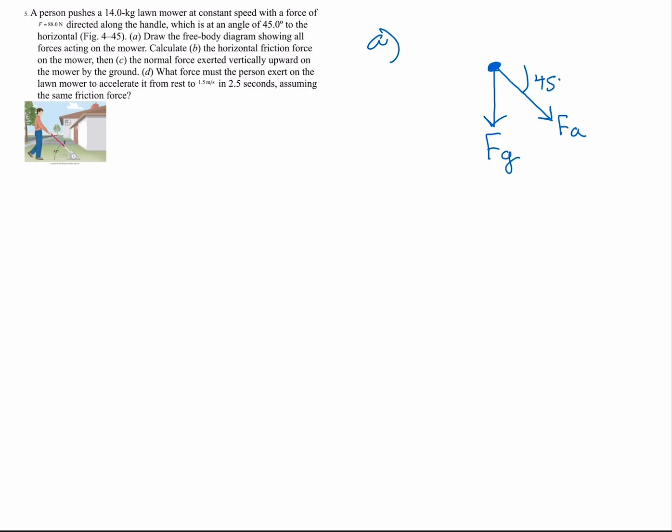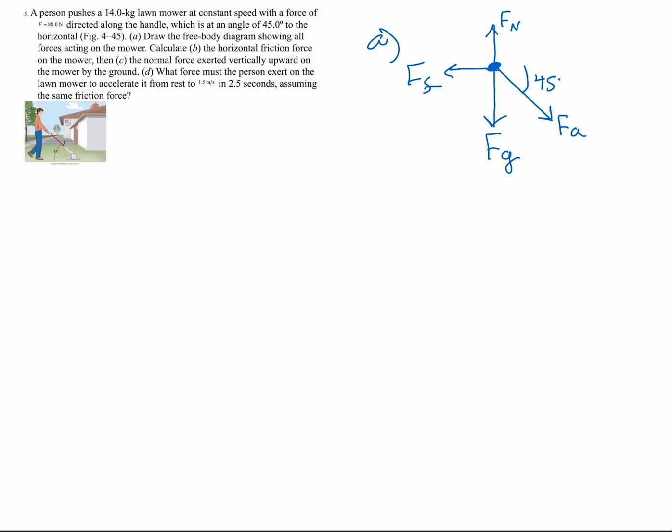Now, because it's on the ground, there is an upward force called the normal from the ground, and according to the problem, there is also some friction because the grass rubs against the lawnmower. There you go. Just drew a force diagram.